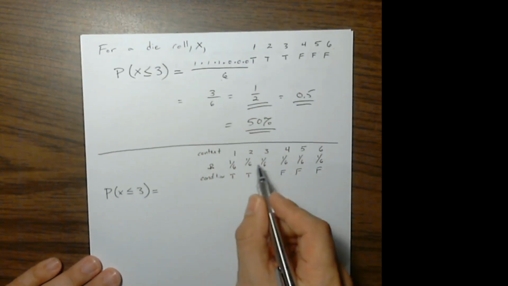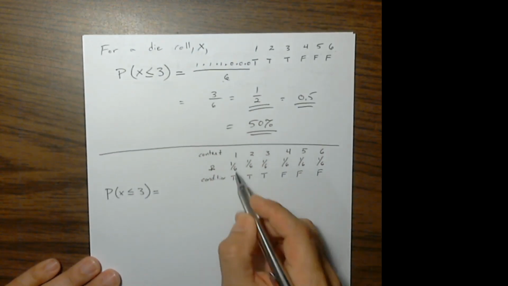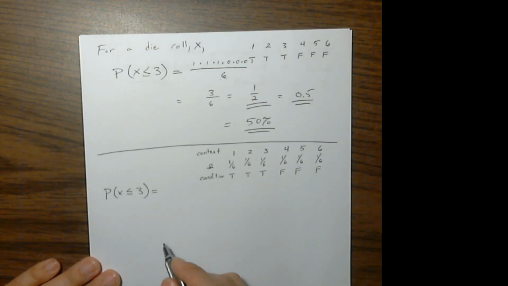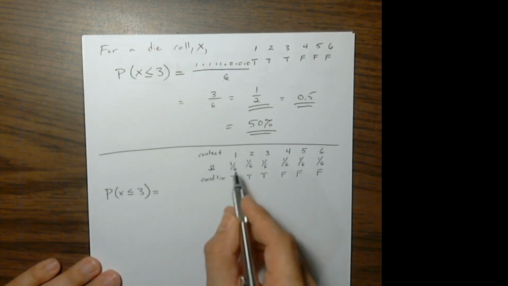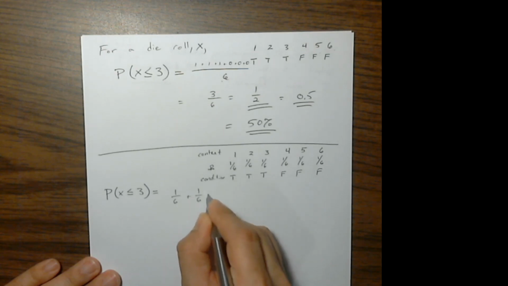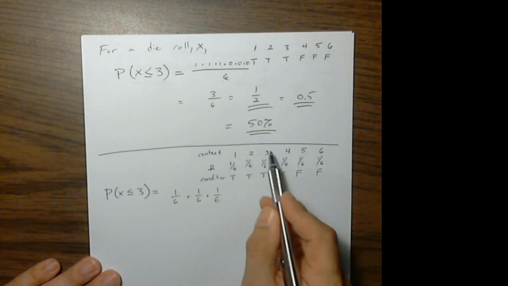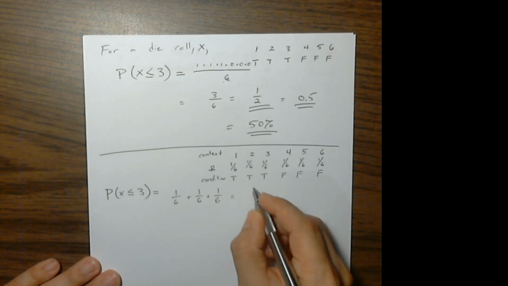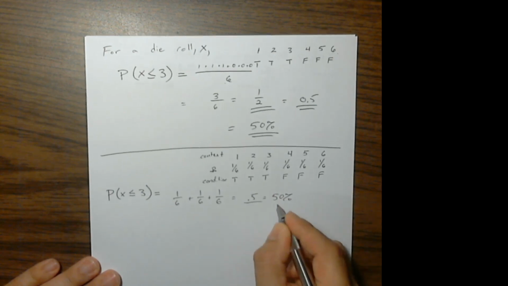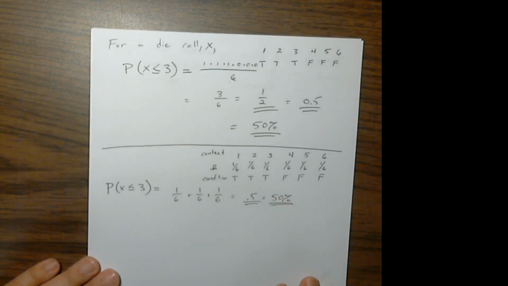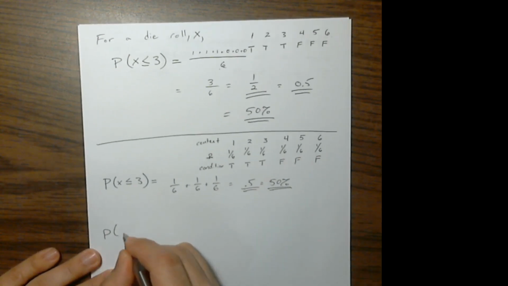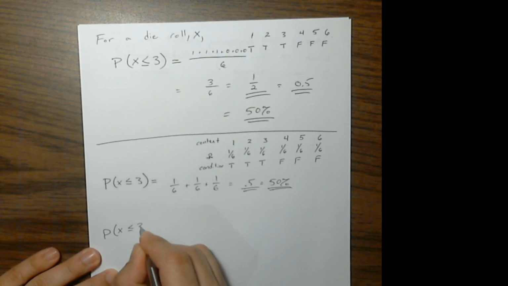All right, so let's go ahead and add this up. We only add the cases that are true. So we're going to sum up all the probabilities that meet this condition. That's 1/6 plus 1/6 plus 1/6, because only 3 of them are true, which is 50%. So this is the idea of probability. Half and half. But what if we have a new context, or what if we have a new die?